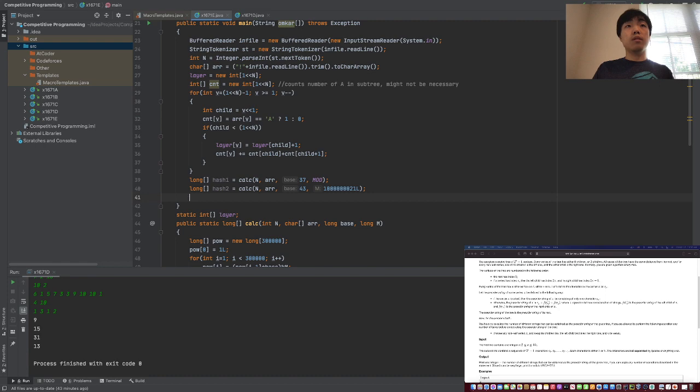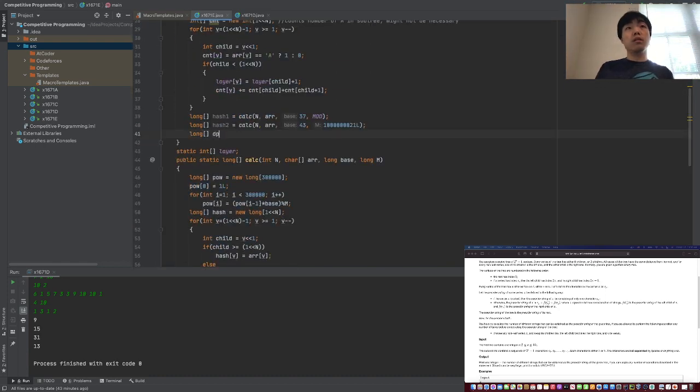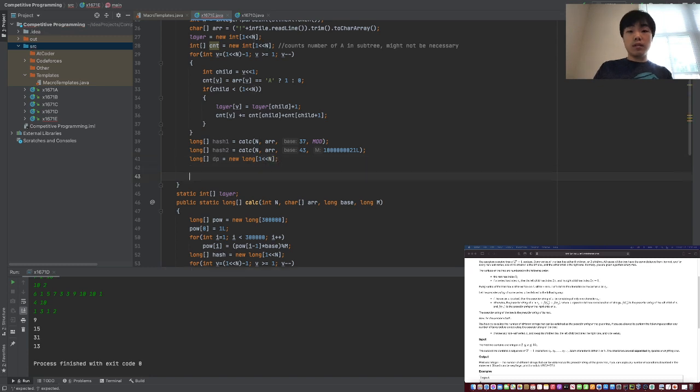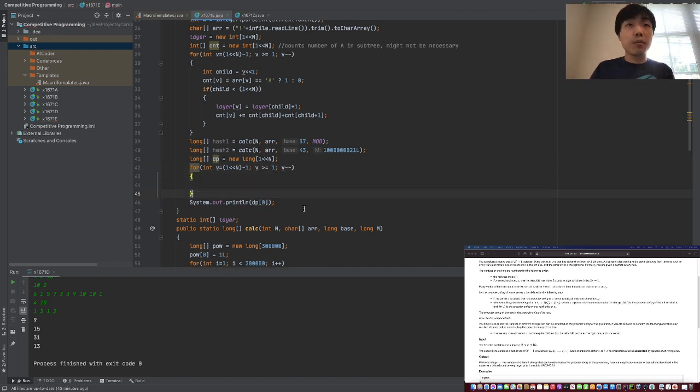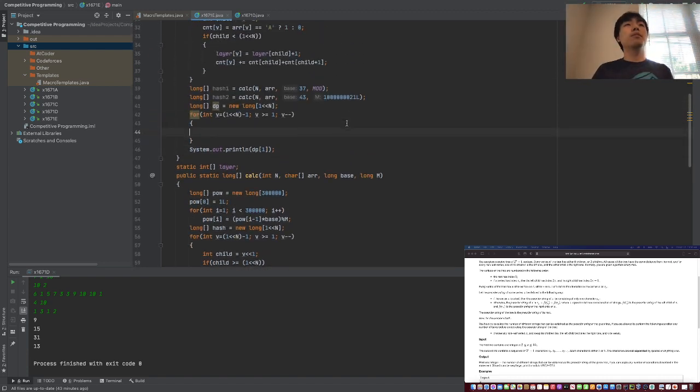So now I do long dp equal to new long left at n, and at the very end we print dp as 0 or into v is equal to, I meant 1. This should be 1, yeah, dp 1.